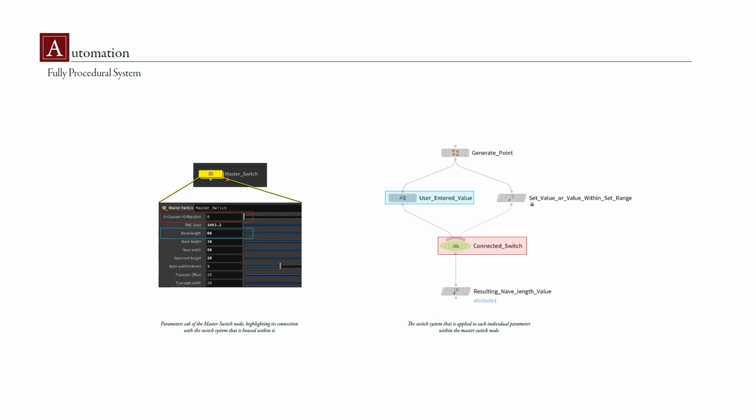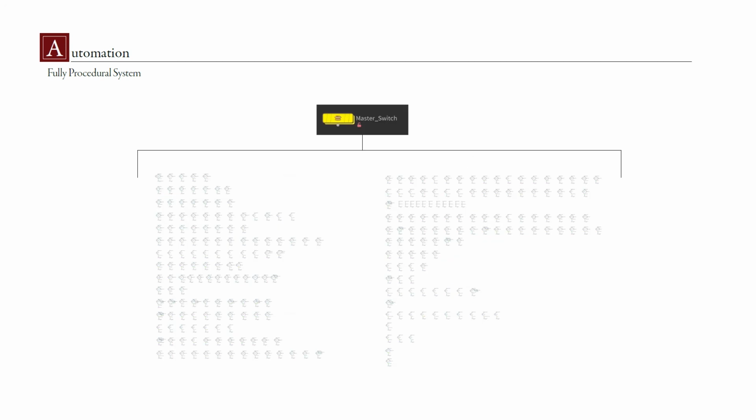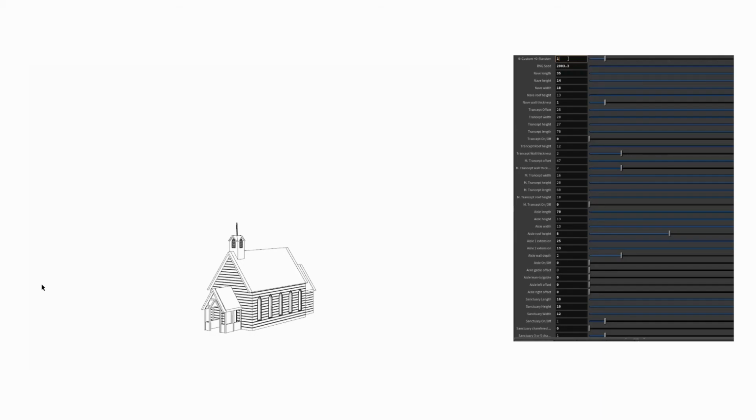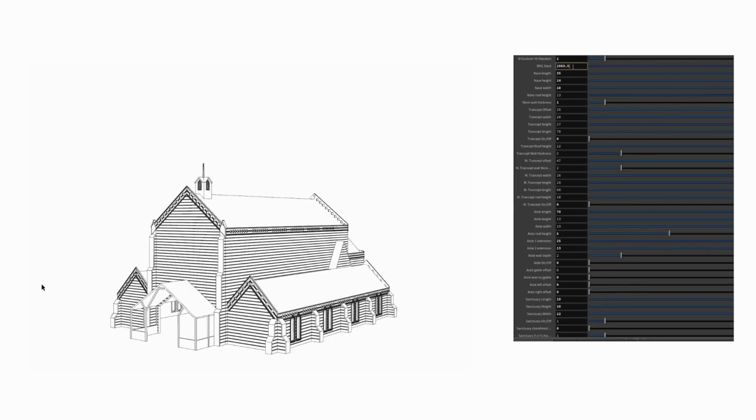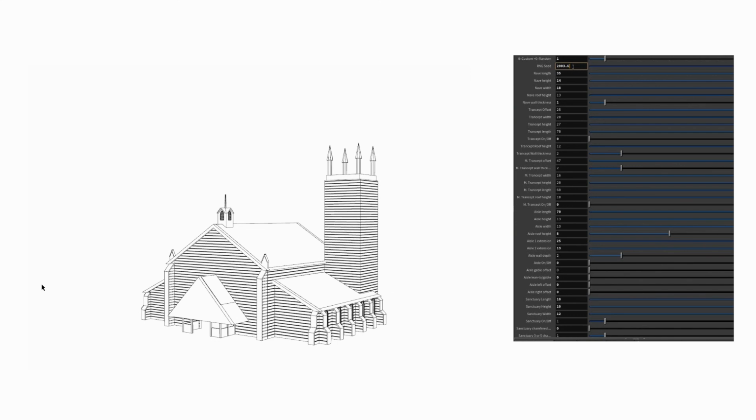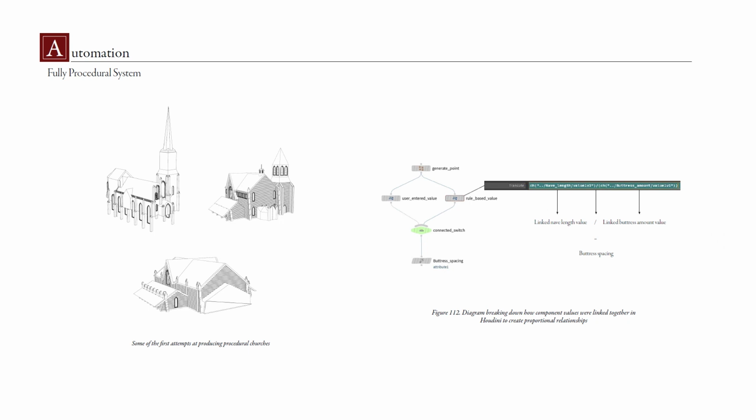And so this is where rules are created. And so what this allowed me to do was to have a preset system where real-life designs could be created, and then with the switch activated, randomly generated, fully procedural hybrid churches can be created. This was achieved through a process of linking and automating parameters. For example, the buttress spacing was a predetermined value defined by the length of the nave and the amount of buttresses. Other values, such as the actual length of the nave, were defined by the highest and the lowest values present in the case study group.